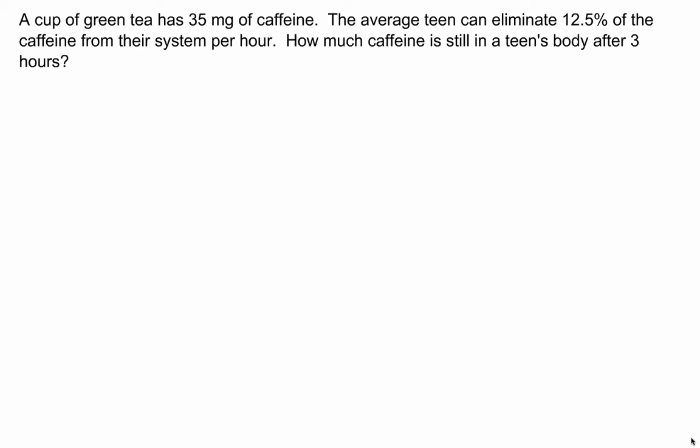Alright, in this one, a cup of green tea has 35 milligrams of caffeine. The average teen can eliminate 12.5% of the caffeine from their system per hour. How much caffeine is still in the teen's body after 3 hours? We're eliminating, so we have to use the decay formula. Y equals, how much are we starting with? The initial amount: 35 milligrams. Then it's 1 minus because we're getting rid of it, it's decaying. 12.5% as a decimal is 0.125. And 3 hours, so it's the third power.